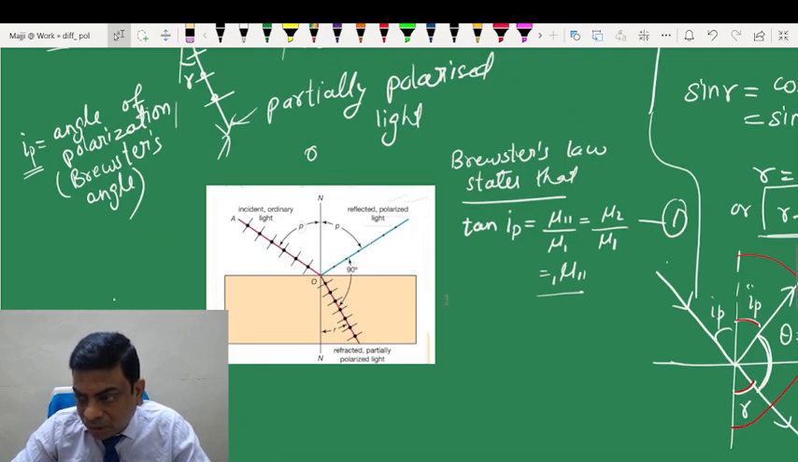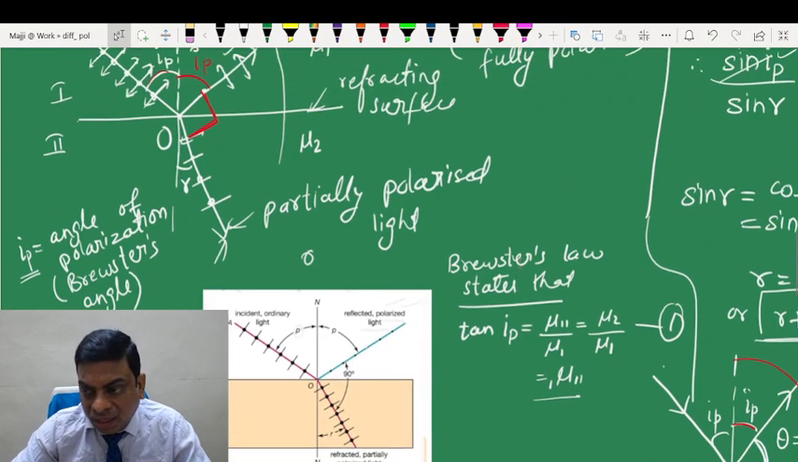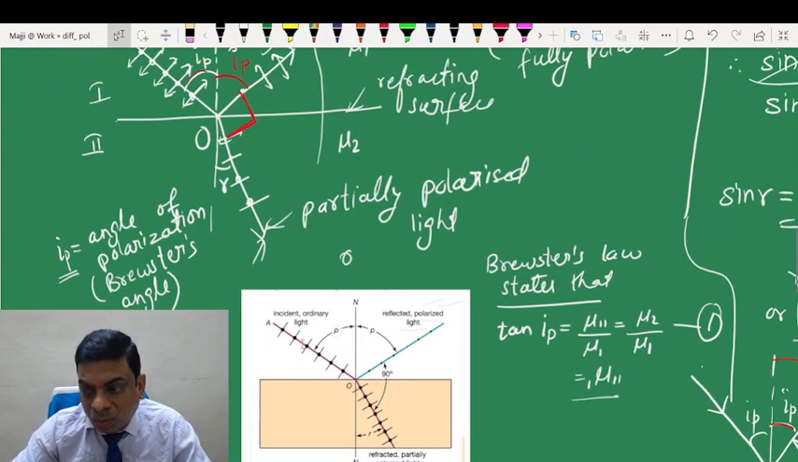So Brewster's law states that tan IP is the refractive index of the second medium with respect to the first. This is Brewster's law. And when the angle of incidence is equal to the Brewster's angle or the polarizing angle, the reflected light is almost completely polarized.